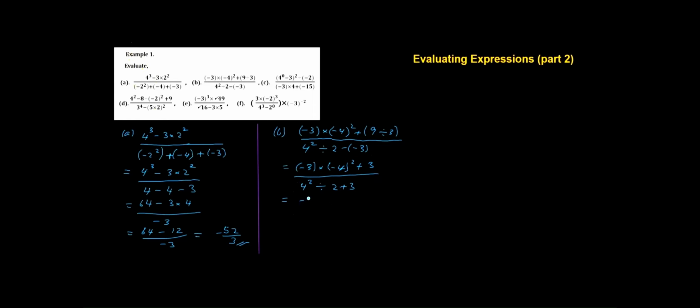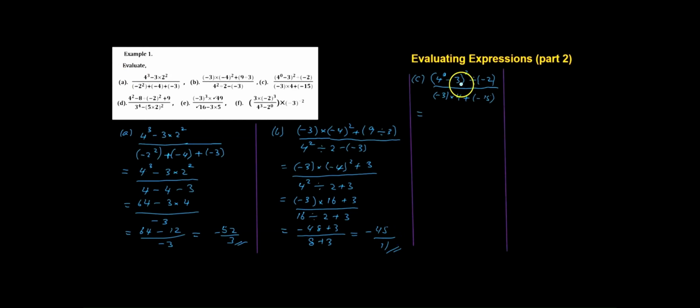Next do the exponents. Then we get minus 3 into 16 plus 3 over 16 divided by 2 plus 3. Next the multiplications and divisions. Then we get minus 48 plus 3 over 8 plus 3. Then the answer is minus 45 by 11.